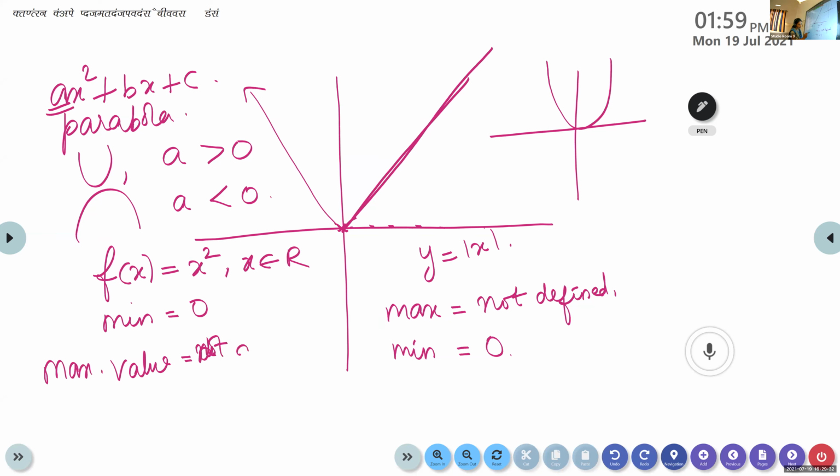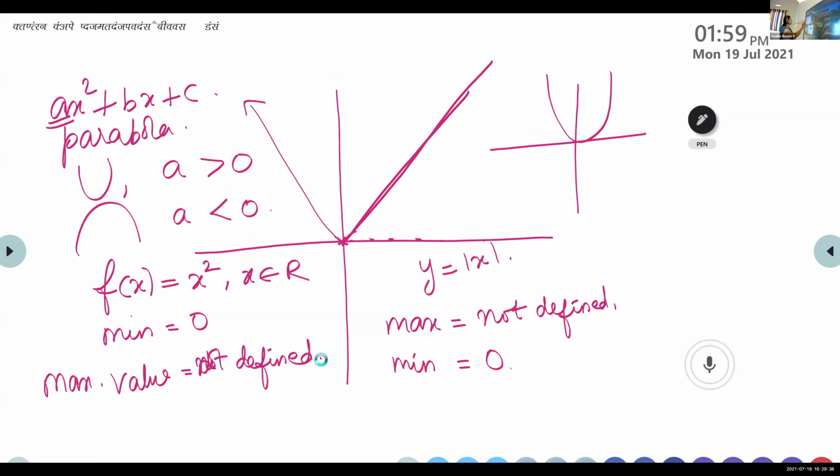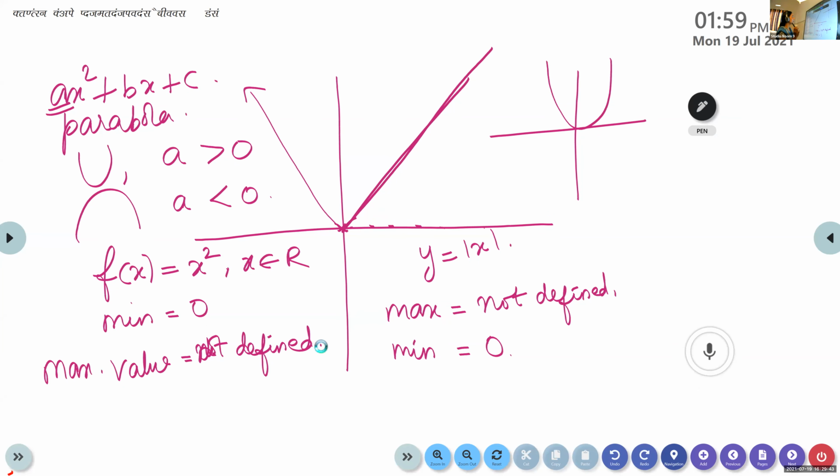Is it okay? These are the graphs, some standard functions we have learned last year. Important graphs. For a quadratic polynomial, the graph is a parabola, and that parabola is open upward if a is positive and open downward if it is negative. So for the function f of x is equal to x square, the minimum value is 0 and the maximum value is not defined.